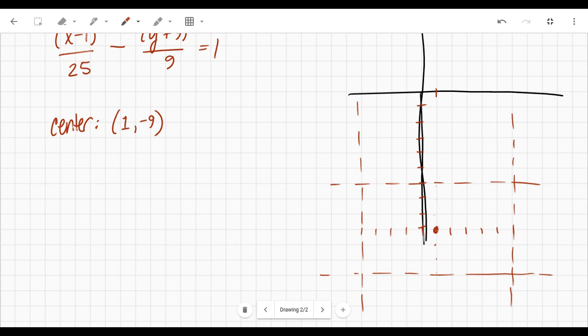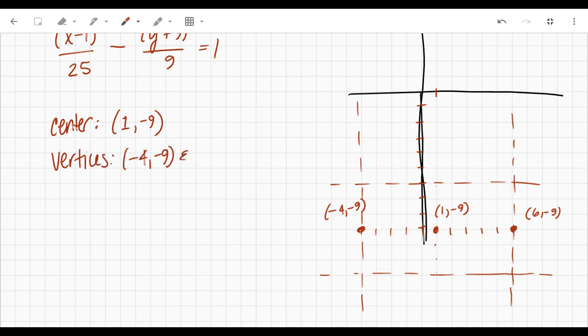Okay. So our vertices are going to be here and here. Okay, so that's going to be, if this is 1, -9, 5 to the right would put me at 6, -9. 5 to the left would put me at -4, -9. So our vertices are going to be at -4, -9, and 6, -9. Okay.